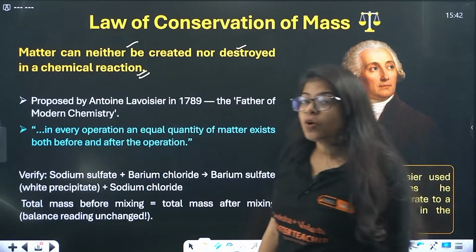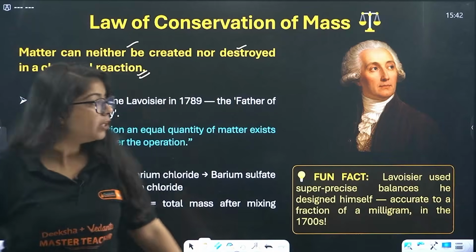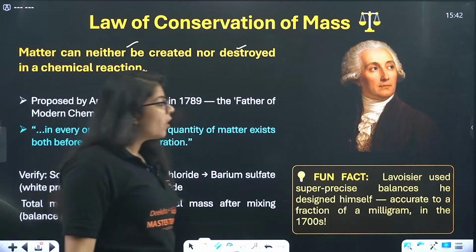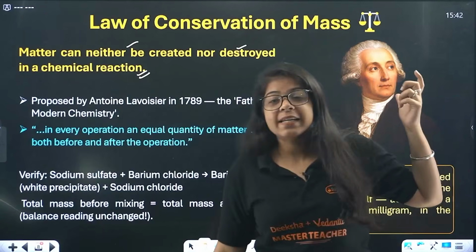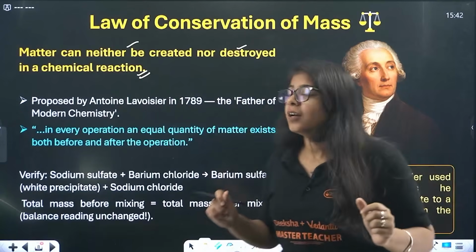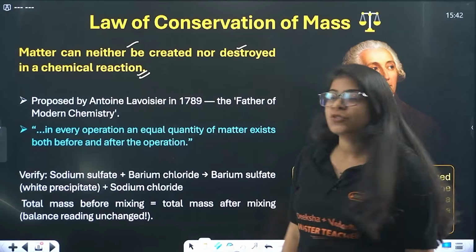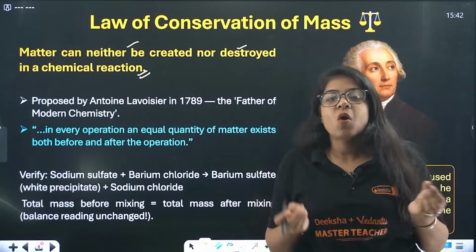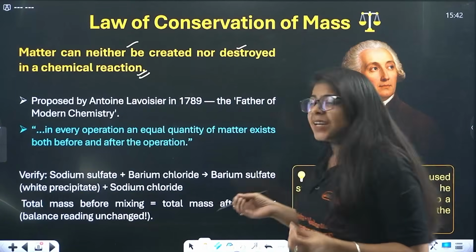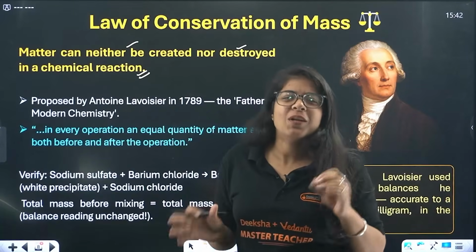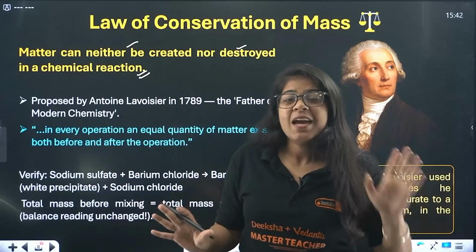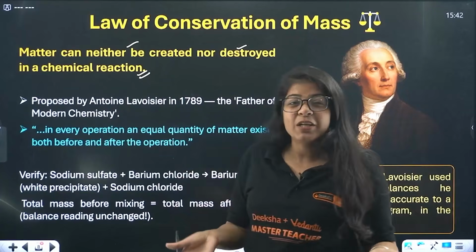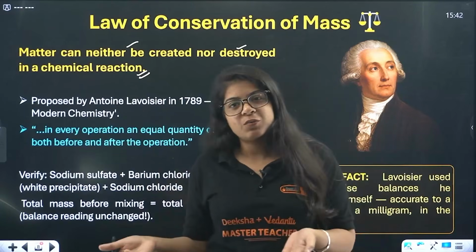Done. Now it was proposed by your very own scientist, Antoine Lavoisier, in 1789, and he is called the father of modern chemistry. Why can't he just have a name like Rakesh, Pulkit or Aditi, something like that, right? Then we won't have much difficulty to pronounce their name. I'm pronouncing it wrong, I know, but I can't pronounce it with the accent.